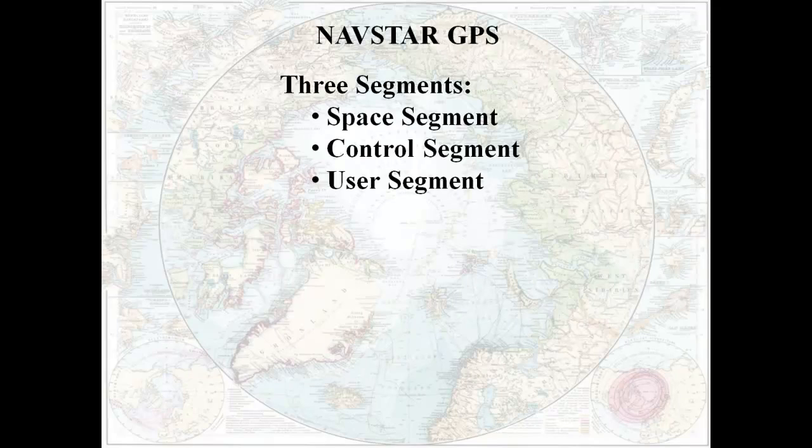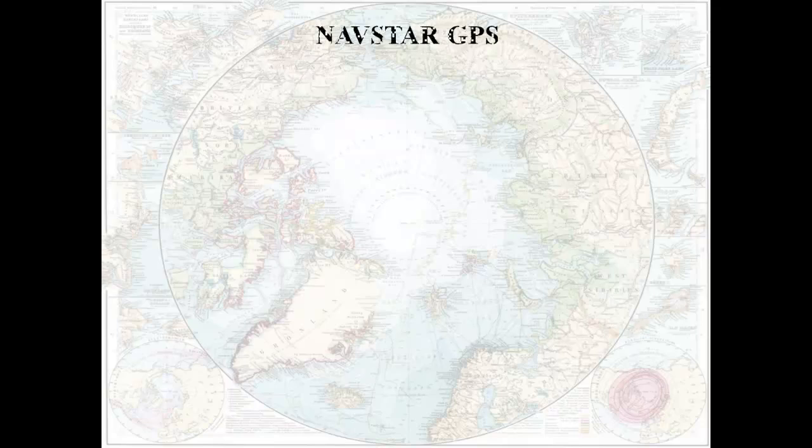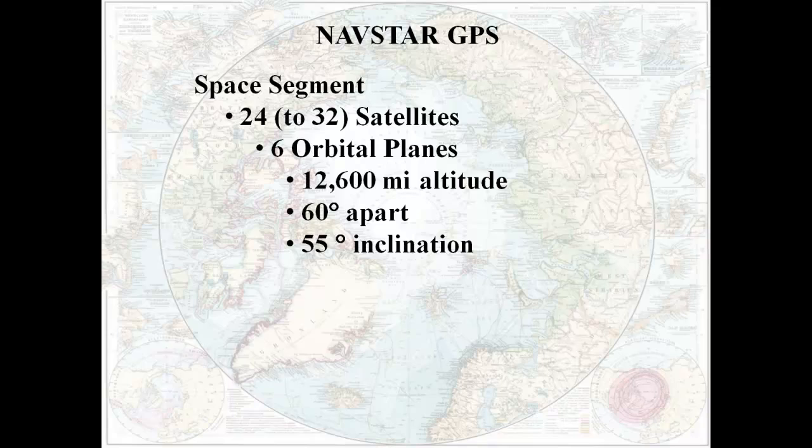Navstar is the United States version of GPS. It has 3 segments: the space segment, the control segment, and the user segment. The space segment is made up of the satellites, and there are somewhere between 24 and 32 satellites orbiting around the planet. They're in 6 different orbital planes. They orbit at 12,600 mile altitude. The orbital planes are 60 degrees apart longitudinally, and they're inclined 55 degrees to the equator.